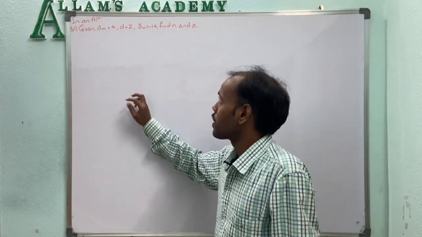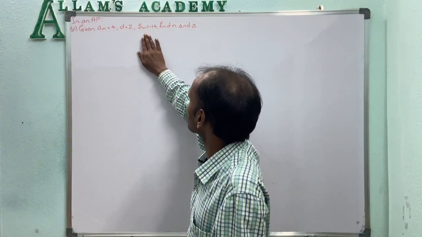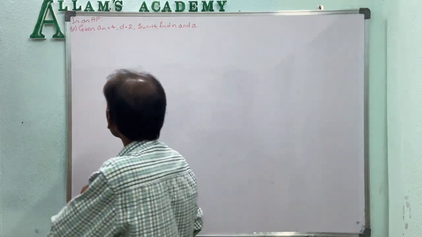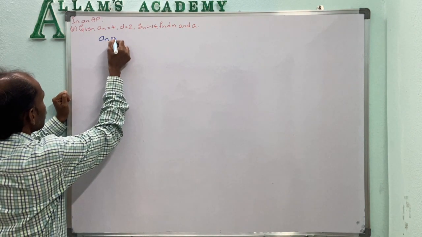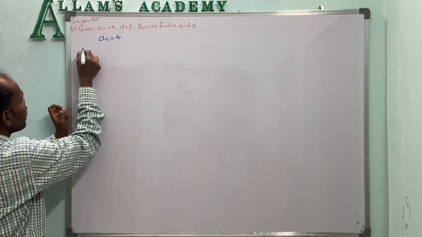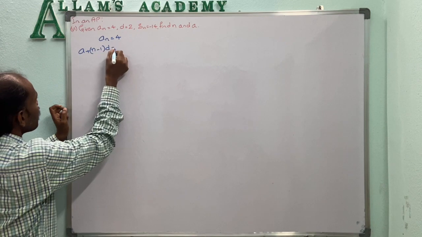Here the problem is: in an AP, given an equal to 4, d equal to 2, Sn equal to minus 14, find n and a. So here given the nth term an is equal to 4. The nth term an is equal to a plus n minus 1 into d, the general form.